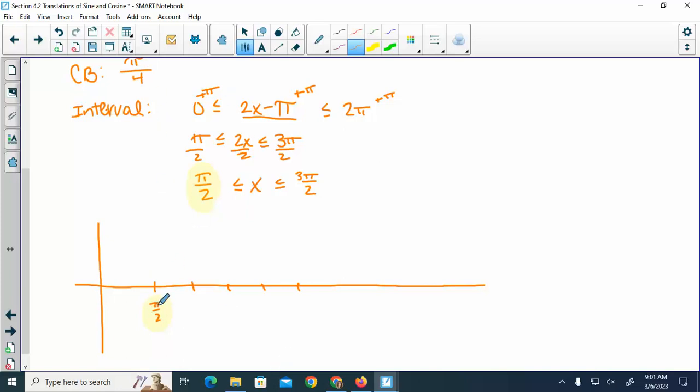So this, you can use a calculator, just don't put in the pi's, or we can think about it. Pi over 2 is like 2 pi over 4, plus 1 pi over 4 would be 3 pi over 4. Plus pi over 4 would be 4 pi over 4, or pi. 5 pi over 4, and 6 pi over 4, which is 3 pi over 2.